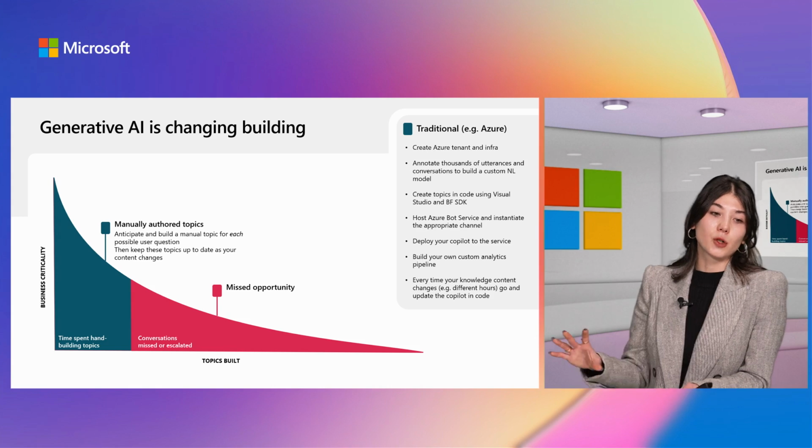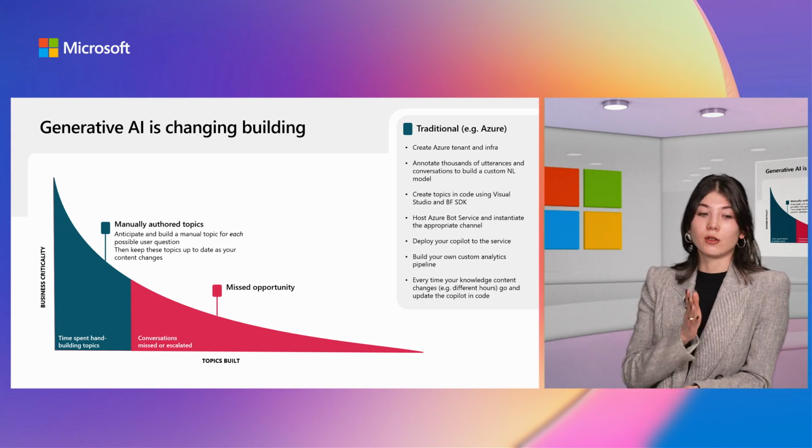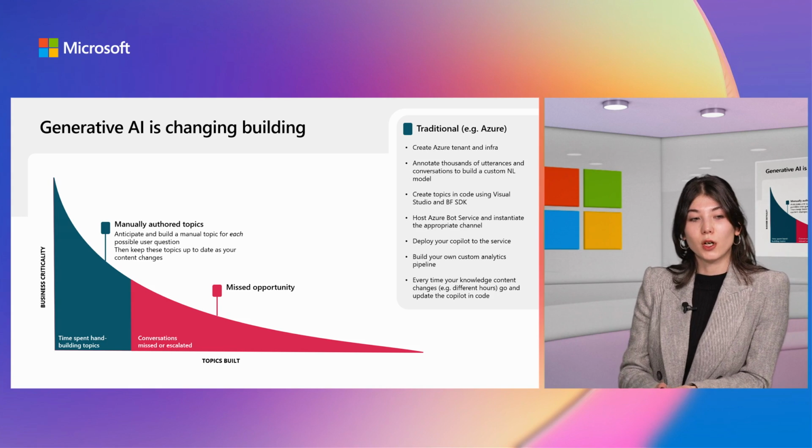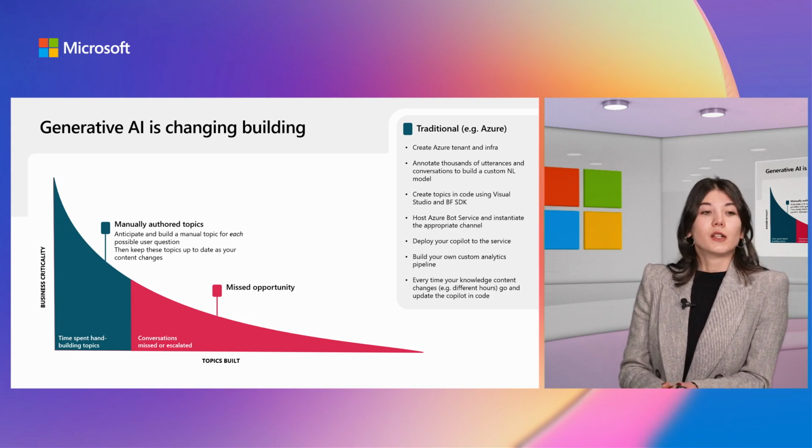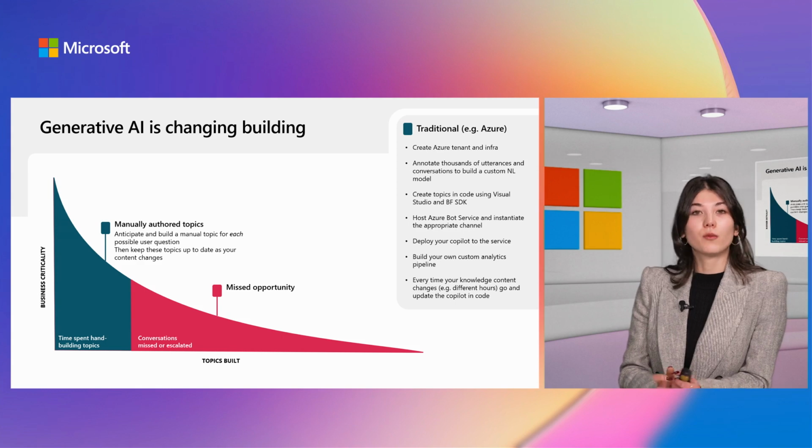generate new answers. And a lot of the opportunities for conversations are missed. And that's what you see as well in red or pink, as you may see. So this was challenging, right? There were a lot of missed opportunities, a lot of conversations not answered, a lot of conversations escalated.